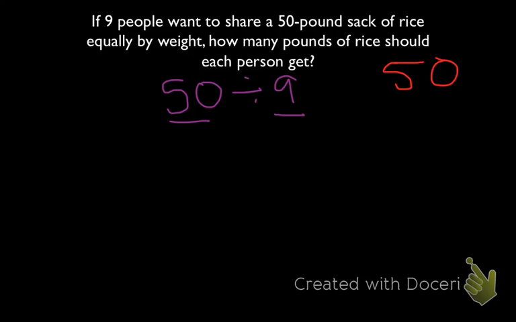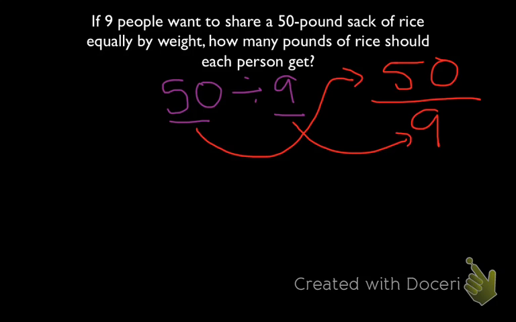50 is going to be the numerator, because that's what's being divided, and 9 is the denominator, because that is the divisor, or that's how many equal parts we're going to split our rice up into. You can see here, the dividend, first part of the division equation, is going to be the numerator. Divisor, the second part, is the denominator. So now we have an improper fraction.